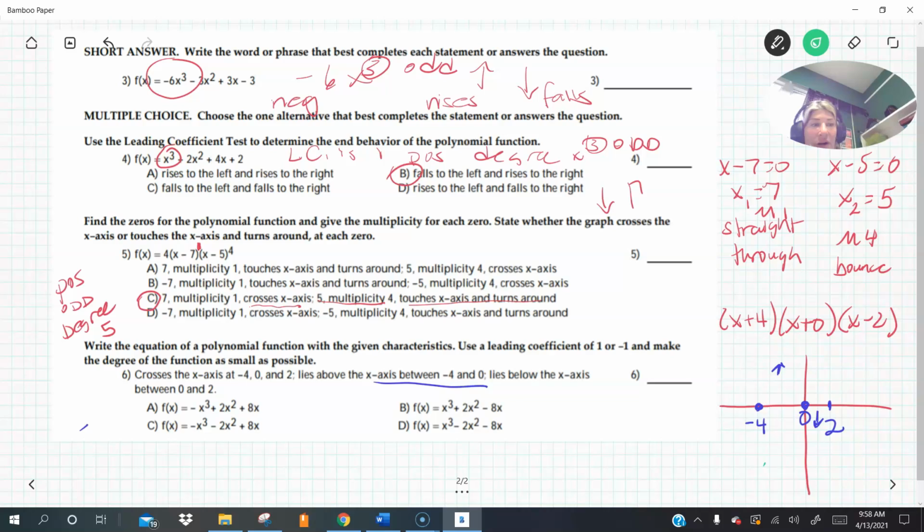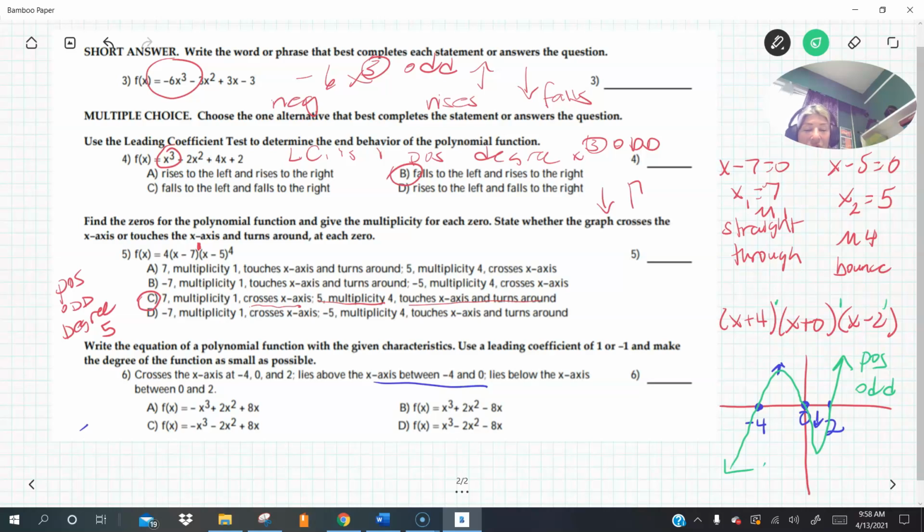In order to get my graph to do what I need it to do and be up here and down over here, all of these have a multiplicity of 1, which means it goes straight through. So it has to go straight through, so it's up over here, straight back down, so it's down over here, and then straight back up. In the first and the third quadrant, that makes this a positive odd function. So my answer is either B or it's D.